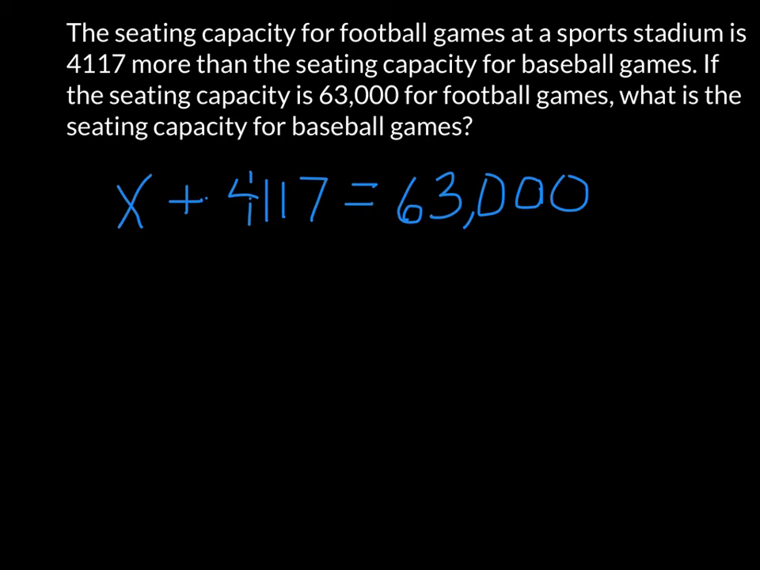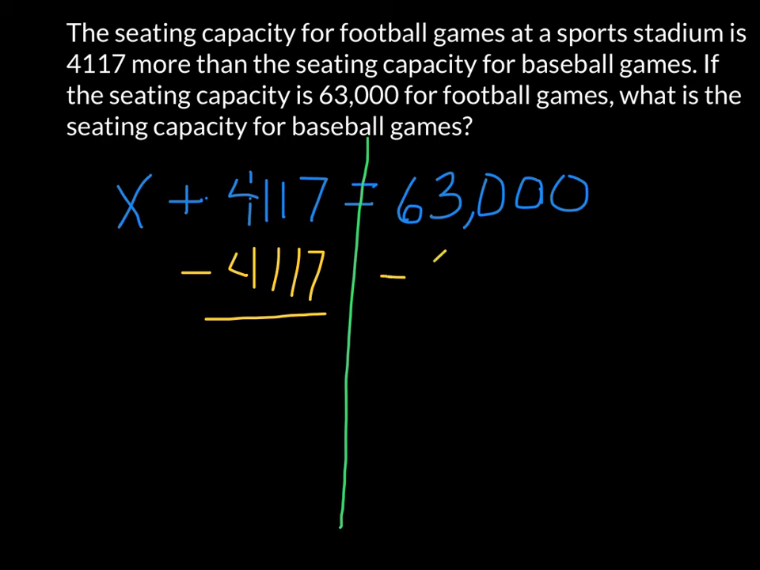I always like to draw a line down through my equal sign so I know whatever I do to this part over here, I must do to this side over here in order to keep it balanced. So now we're going to subtract 4,117 from this side, and then we subtract it from this side as well, 4,117. On this side, I'm going to get 0.